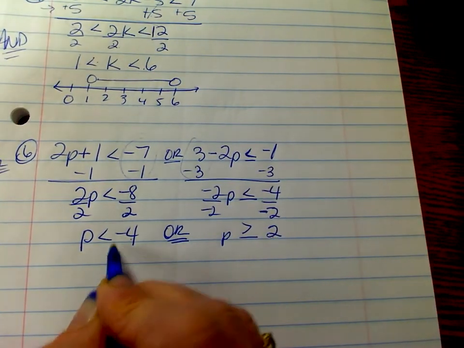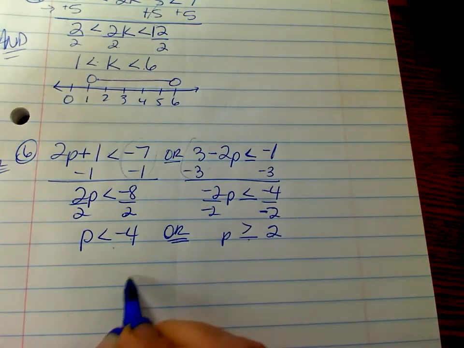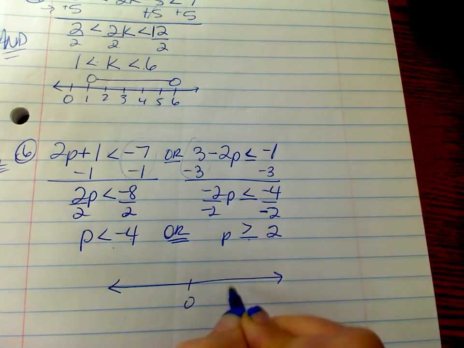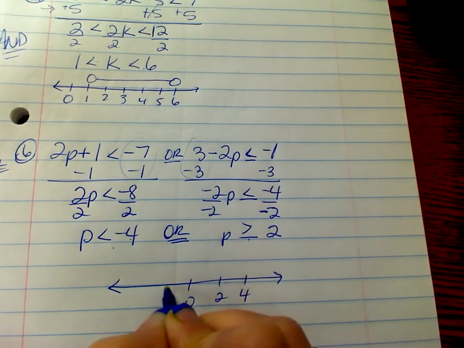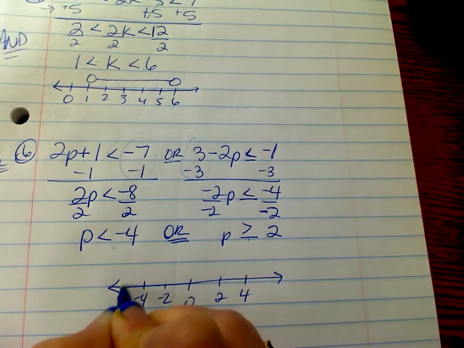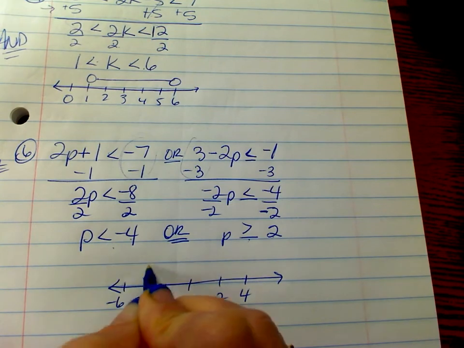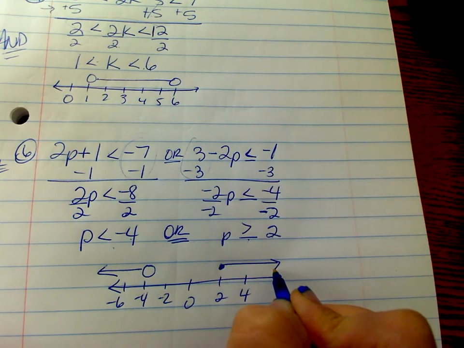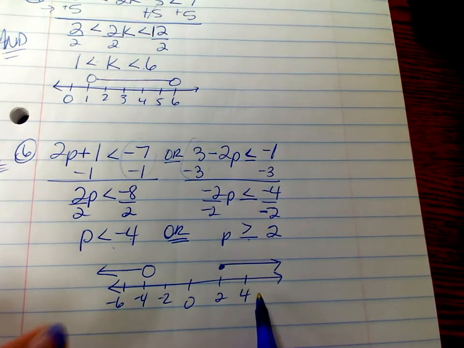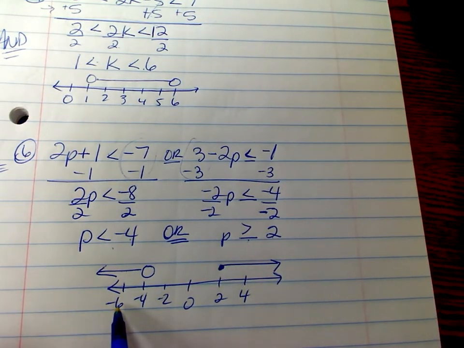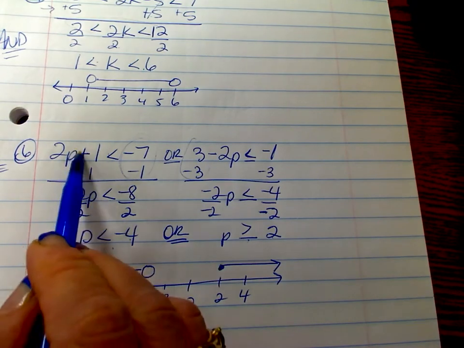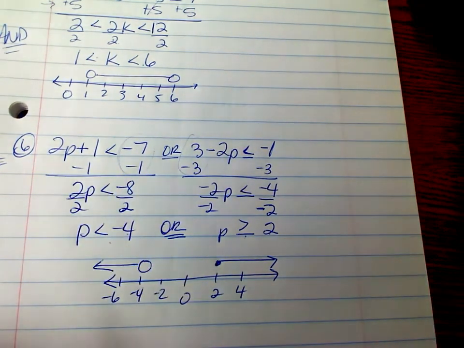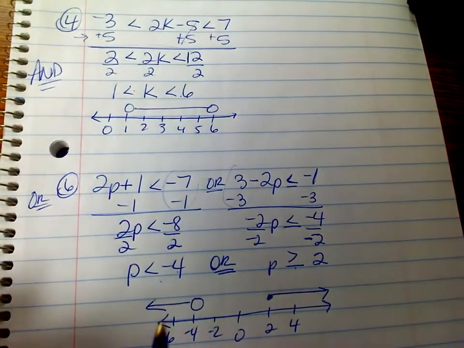Now graph it. Check your inequality signs. Negative 4 and 2, so I would say just let's go up by 2's. Okay, so negative 4, open circle, going that way. Closed circle, going that way. If you want to test it, I would go in and test a number that would fit and see if it really does match and work in your inequality. But that's how you solve the and and or inequalities.